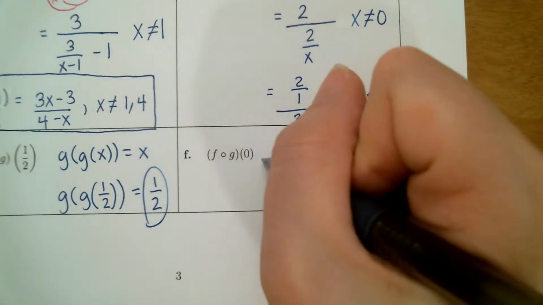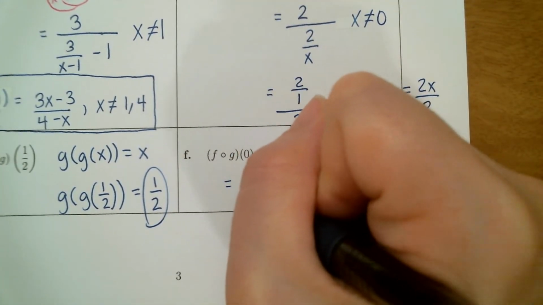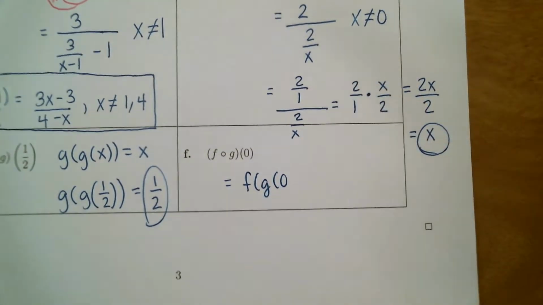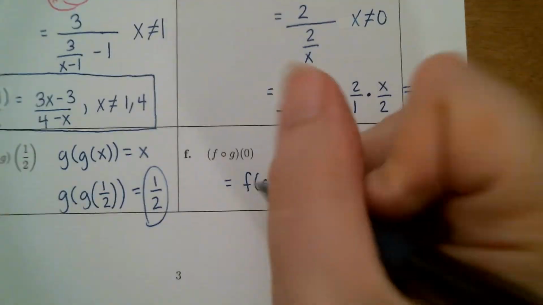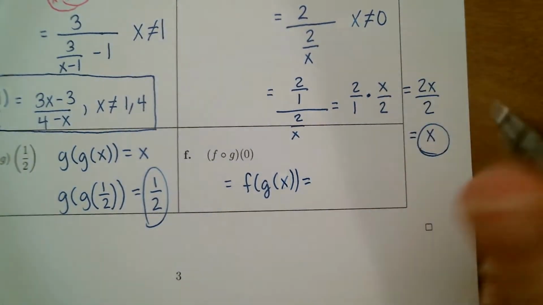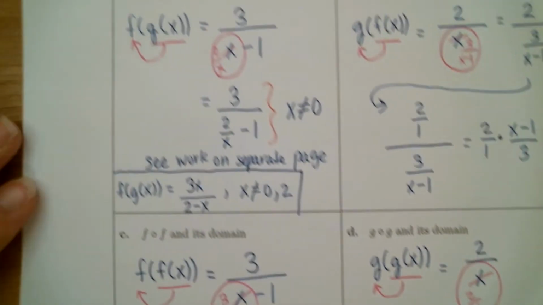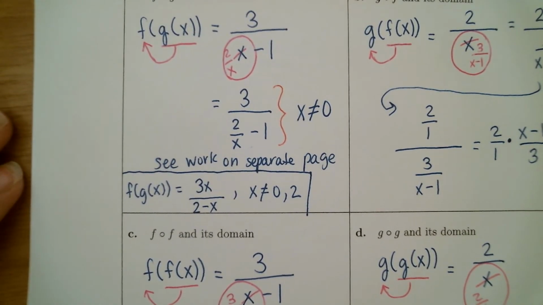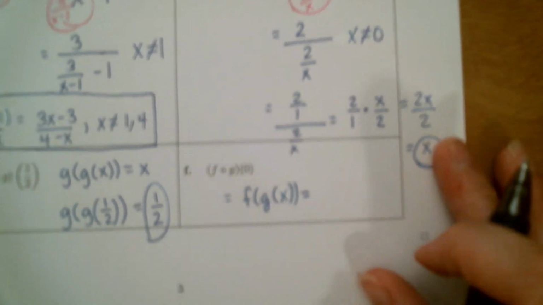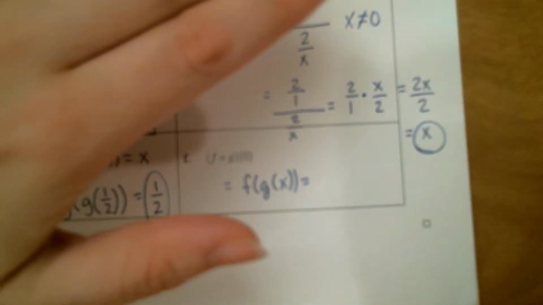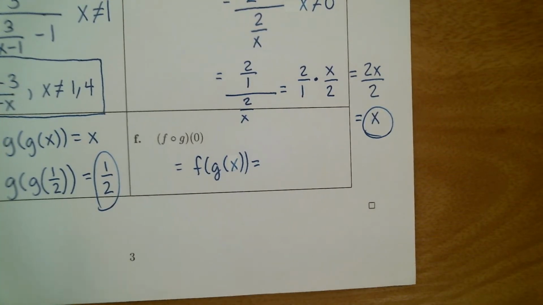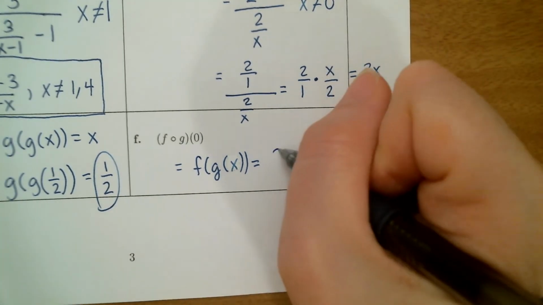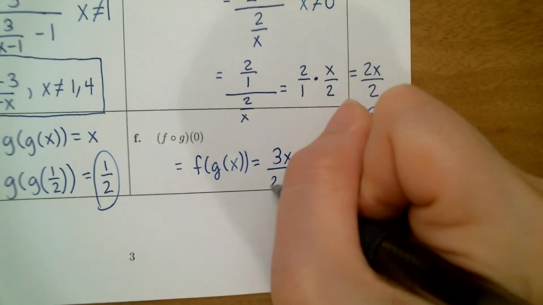All right, so this is going to be f of G of... I was going to go and write down the composite function. We know what this is. We found it in part A. So f of G of x, we found it in part A. It is 3x over 2 minus x.